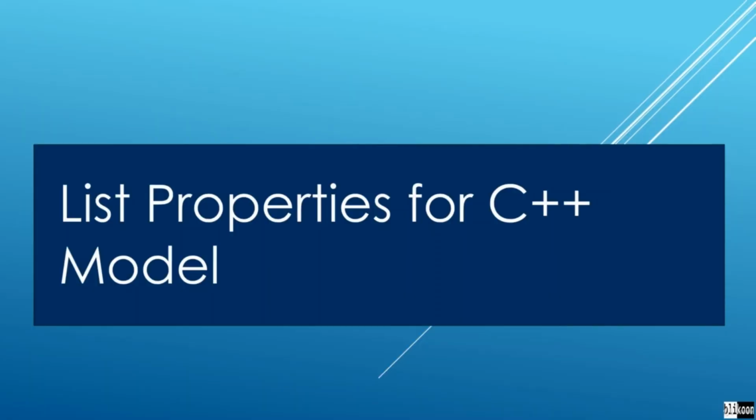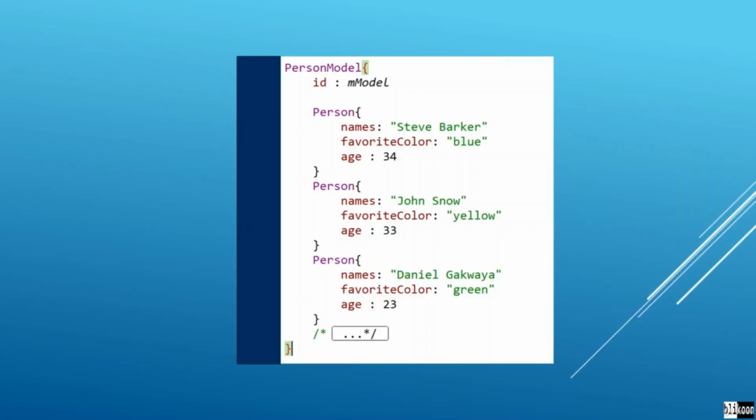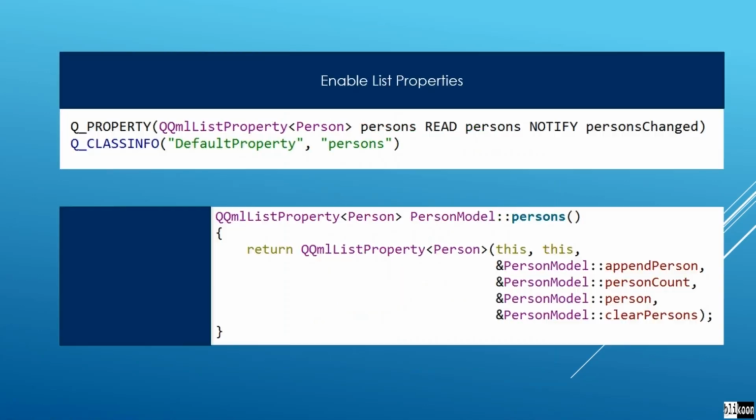In this lecture, we're going to see how we can enable our model to use list properties. List properties allow you to do something like this. You can define your model completely in QML like this, and you can add a bunch of persons inside. And we are using default properties here because we don't need to specify the list property that is taking this list of persons.